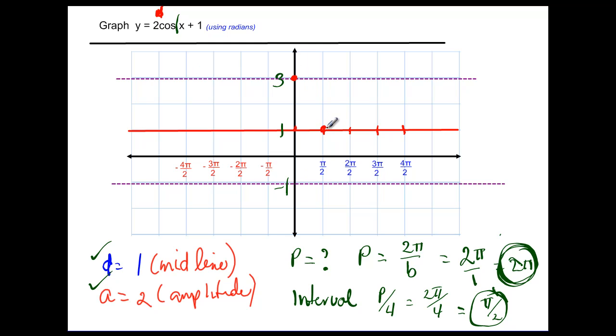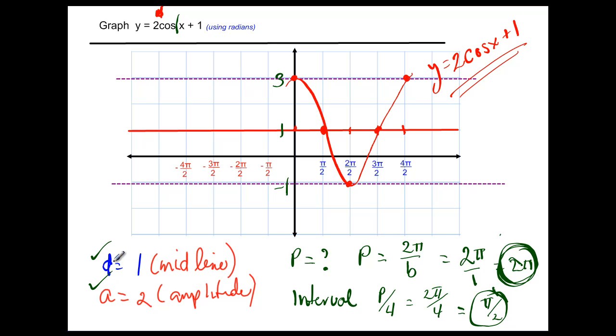And then the rest of it is knowing that the critical points, the next critical point goes 90 degrees, which is through the midline, and then the next point is at pi, moving down to -1, which is our min, then back up to our mid, and then finally finishing where we started. And so here is the graph of, or sketch of, y equals 2 cos x plus 1.